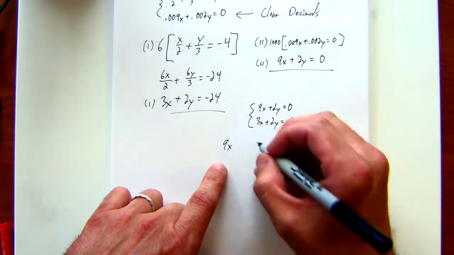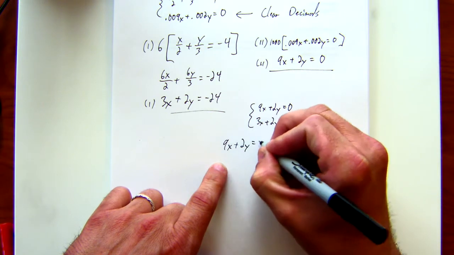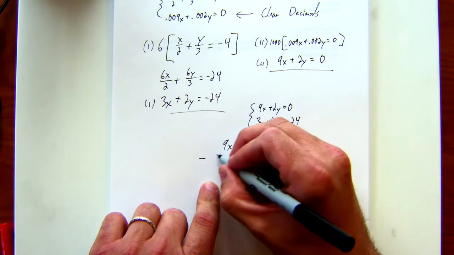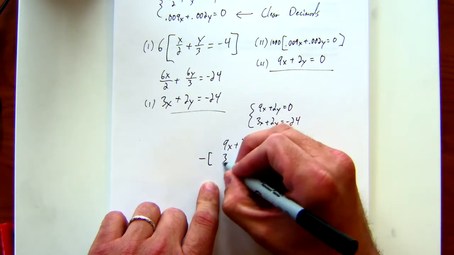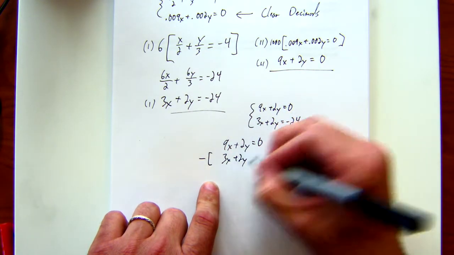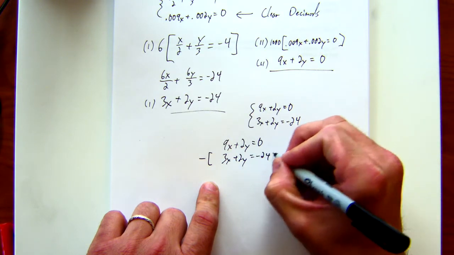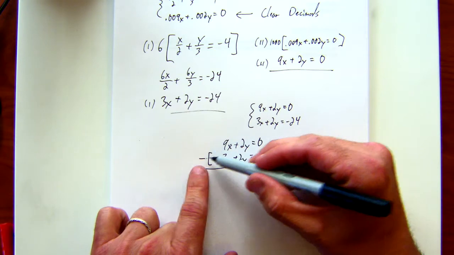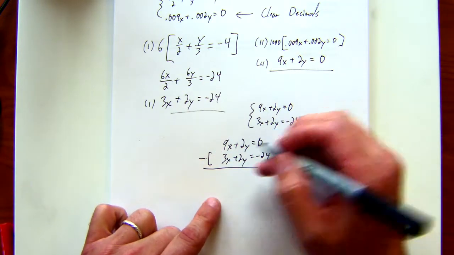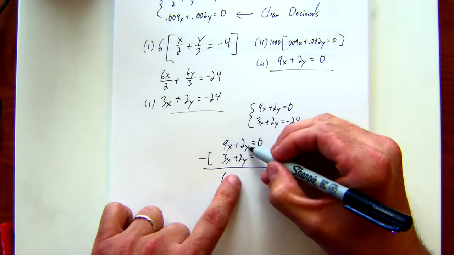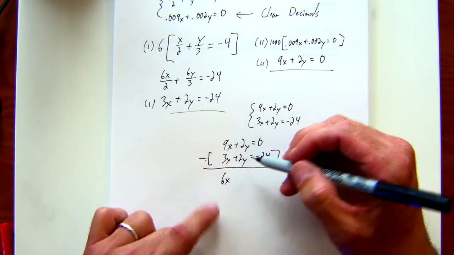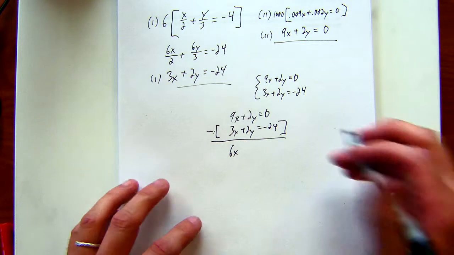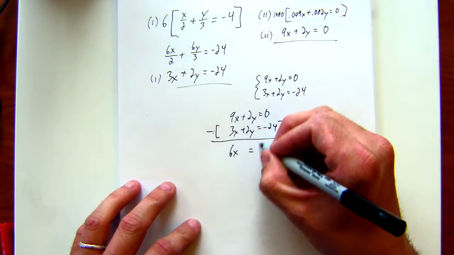But to subtract them, 9x plus 2y is equal to 0. And then I'm going to subtract the equation 3x plus 2y is equal to a negative 24. So 9x minus 3x is 6x. 2y minus 2y does what? It makes the y's drop out. Well, that's what we want, right? And then you have your equals.